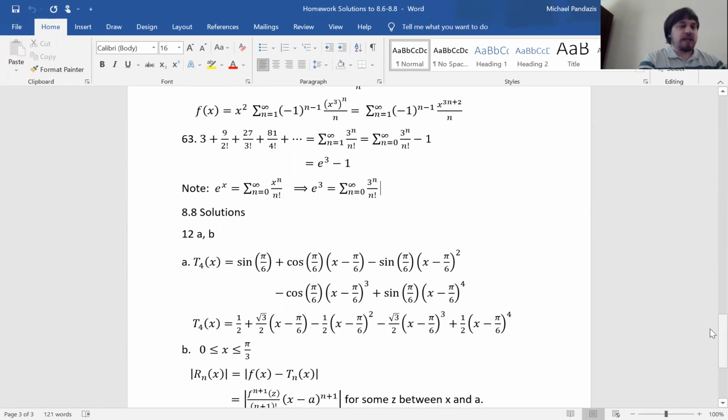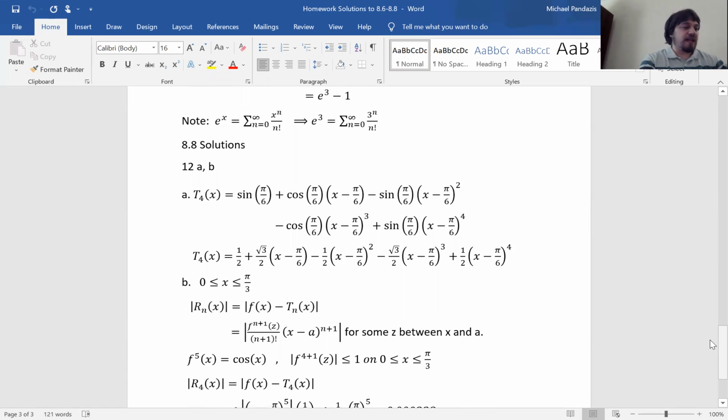Okay, and so the last section is 8.8, numbers 12, A and B. So for number 12, A is, well, first f of x is equal to sine x. A is equal to pi over 6, n equals 4, x is between 0 and pi over 3 inclusive. So it's in the book right there. A is approximate f by a Taylor polynomial with degree n at the number a. That's t sub 4 of x. So t sub 4 of x is degree 4. And so we're going to do this at a equals pi over 6.